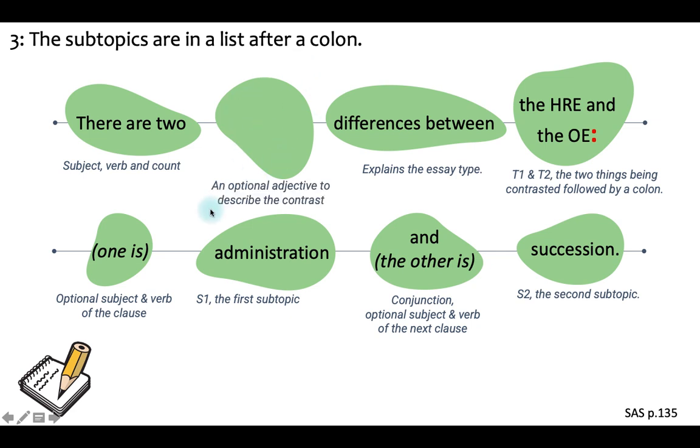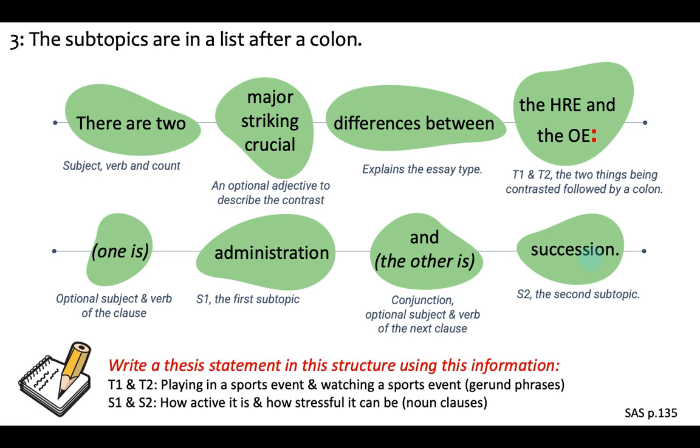Just like before, we have some optional adjectives that we can use to describe our differences. There are two major differences. There are two striking differences. There are two crucial differences between the Holy Roman Empire and the Ottoman Empire. One is administration, and the other is succession. Or we can just say administration and succession. Again, same gerund phrase and noun clause, topics and subtopics. Try to write a thesis statement in this style using these ideas again. Pause the video if you need to.